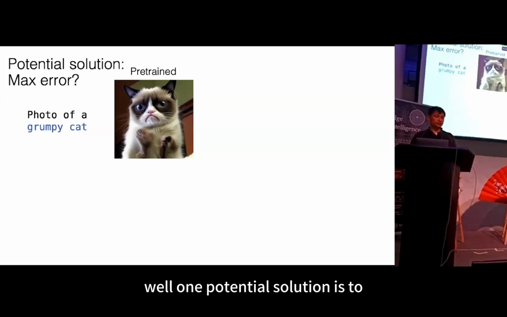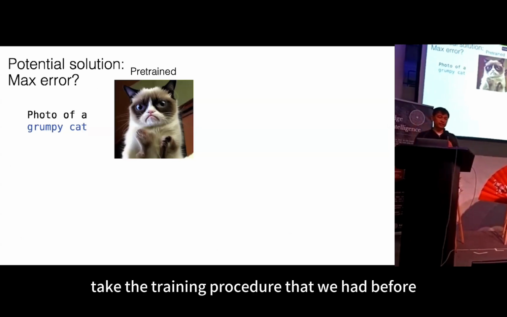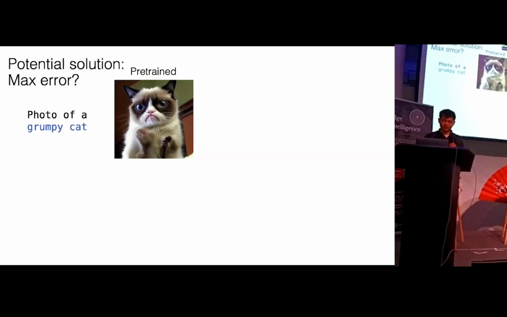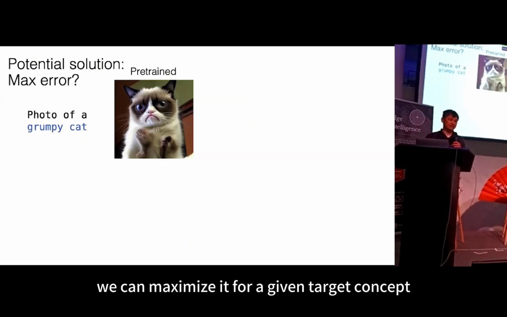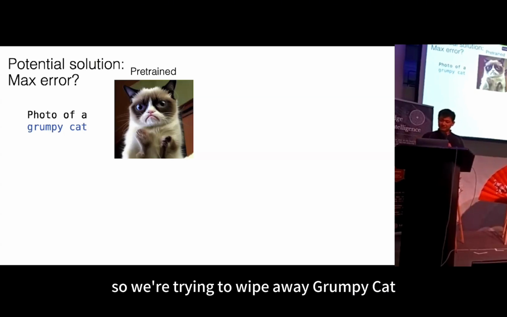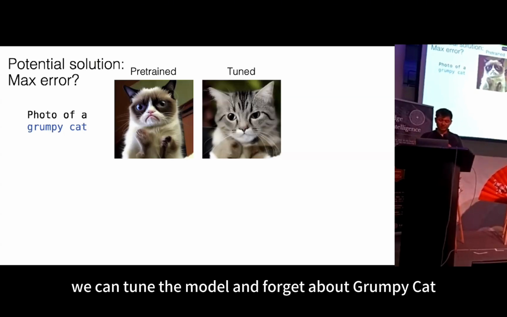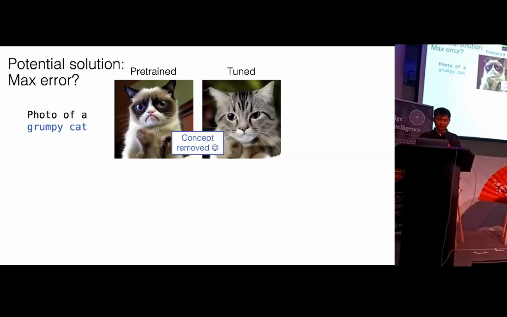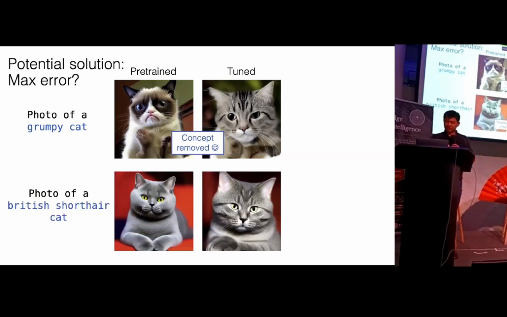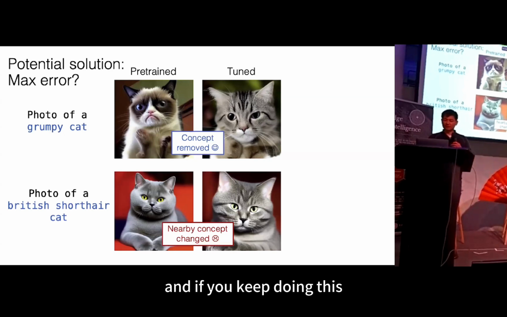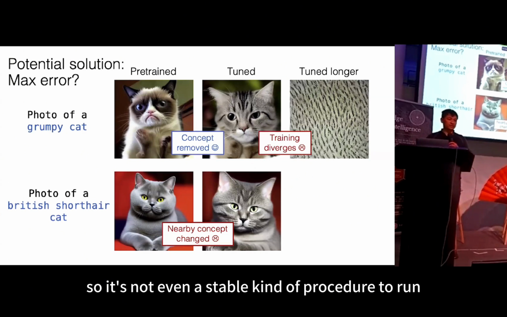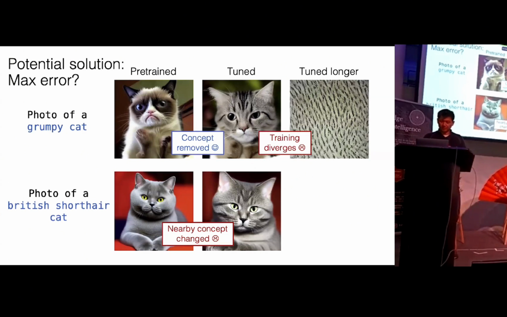Well, one potential solution is to take the training procedure that we had before, that was explained in the previous talk about minimizing denoising loss. Instead of minimizing it, we can maximize it for a given target concept. And let's just go ahead and do that. So if we're trying to wipe away Grumpy Cat, we can tune the model and forget about Grumpy Cat. So that works, it's removed. But the problem is that nearby concepts, for example, this related cat, is also changed, which is undesired. And if you keep doing this, the model is unstable and will completely diverge. So it's not even a stable kind of procedure to run.